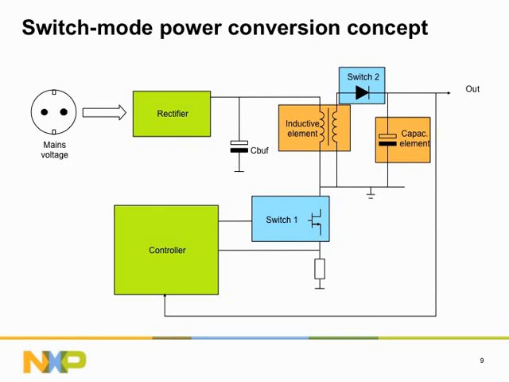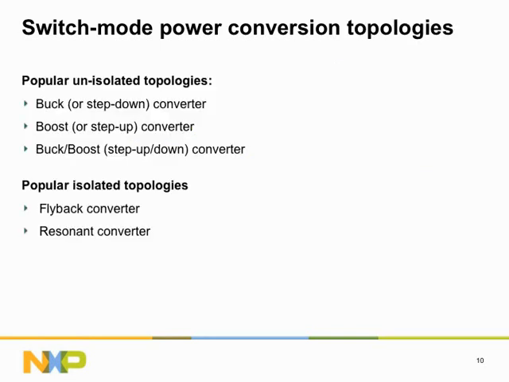In order to regulate the output voltage, the output is monitored and information is fed back to the controller. Based upon the received information, the controller drives switch 1 and implicitly switch 2 in a way that the required output voltage is obtained. Depending on the application, one may want to use either an unisolated or an isolated switch mode converter to provide the power for the specific purpose.